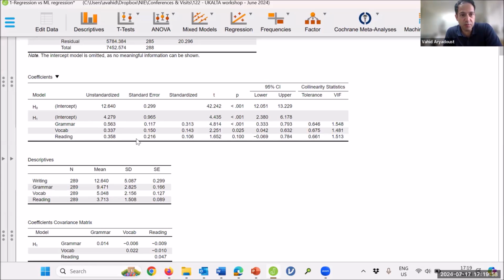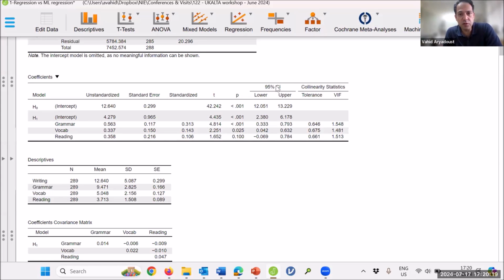And another example is vocabulary. If vocabulary scores increase by 1 standard deviation, writing scores will increase by 0.143 standard deviations, which is, by the way, statistically significant. And this is another thing that you need to interpret.